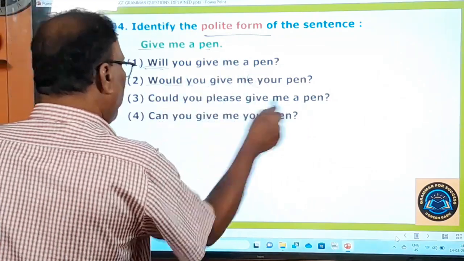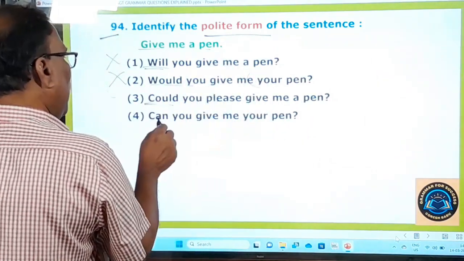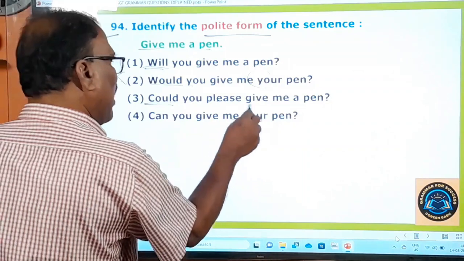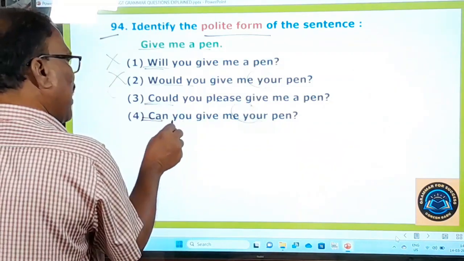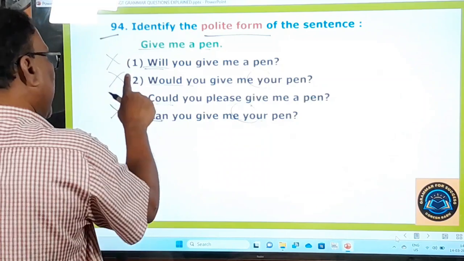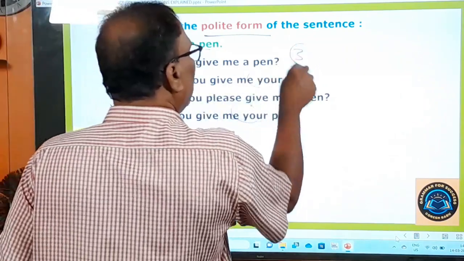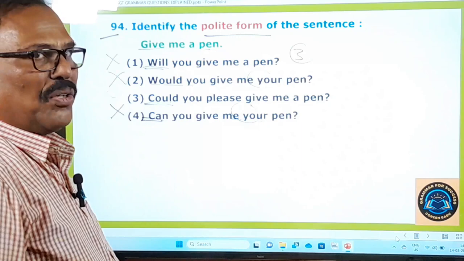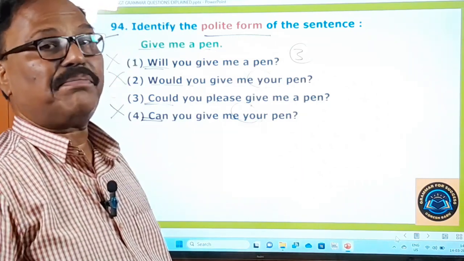"And could you please give me a pen?" This is absolutely correct. And the fourth one: "Can you give me your pen?" Again, your is given. Can is also less polite, and therefore this is wrong. So the first, second and fourth are wrong. Only the third one is going to be your answer. You have to say, "Could you please give me a pen?"